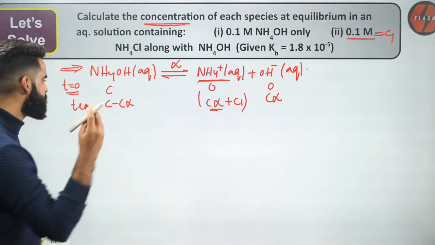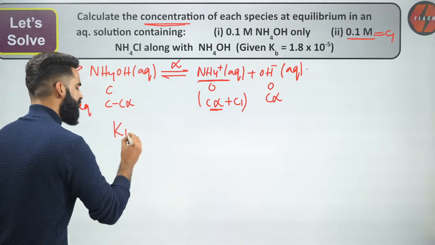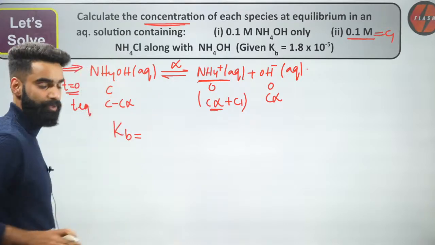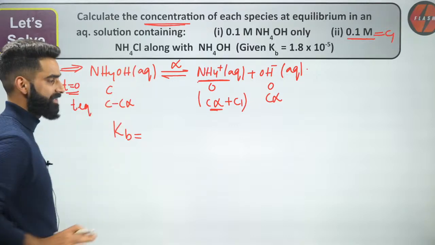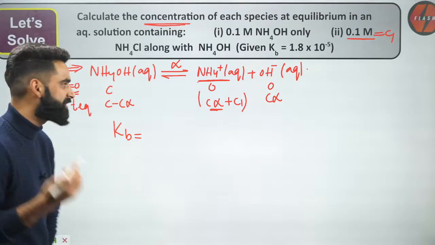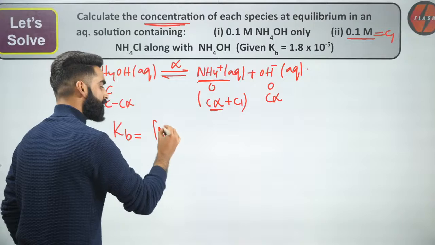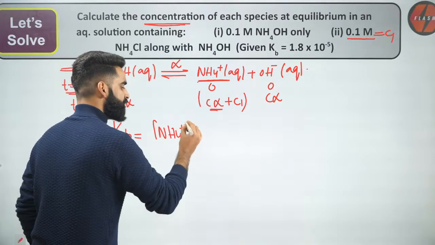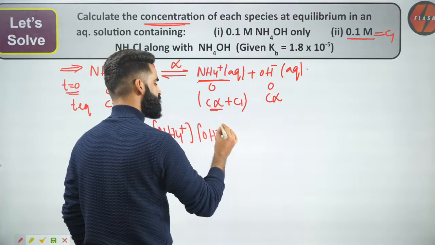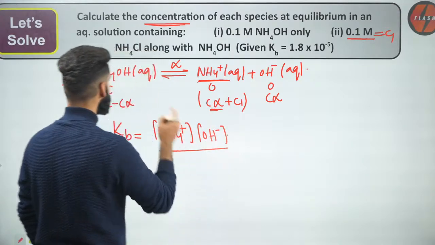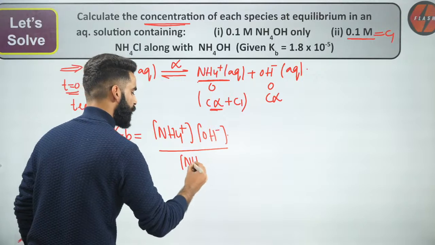Now people, understand one thing. If I write the KB expression, the dissociation constant of this weak base, how is it going to look? It's going to look like this: concentration of NH4 positive at equilibrium raised to the power of its stoichiometric coefficient, multiplied by concentration of OH negative at equilibrium raised to the power of its stoichiometric coefficient, divided by the concentration of NH4OH.